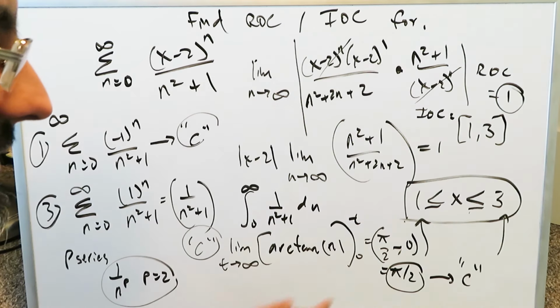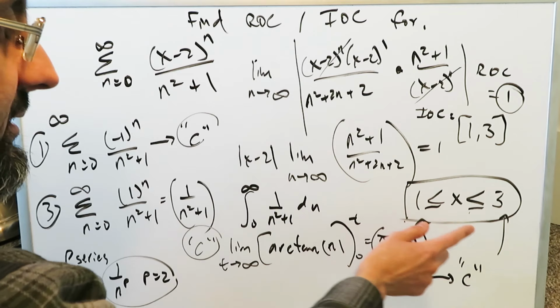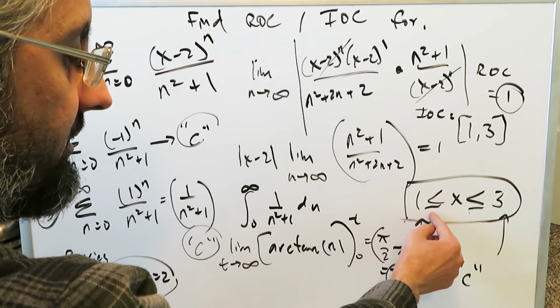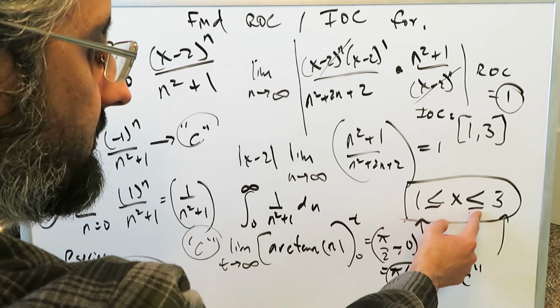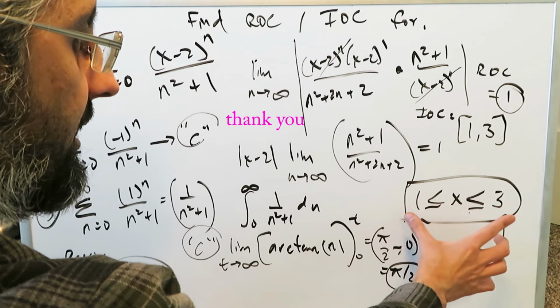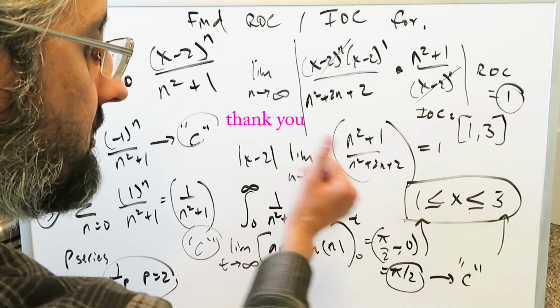As the final straw for this question, this series is convergent for all values x greater than or equal to 1 and less than or equal to 3. It will always be convergent. For any values outside of this notation, you will have divergence.